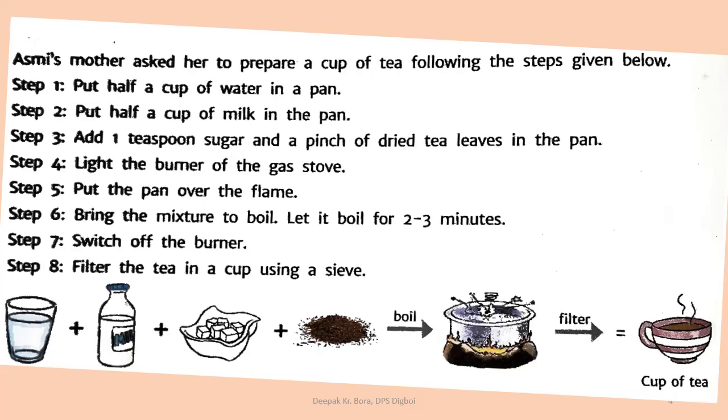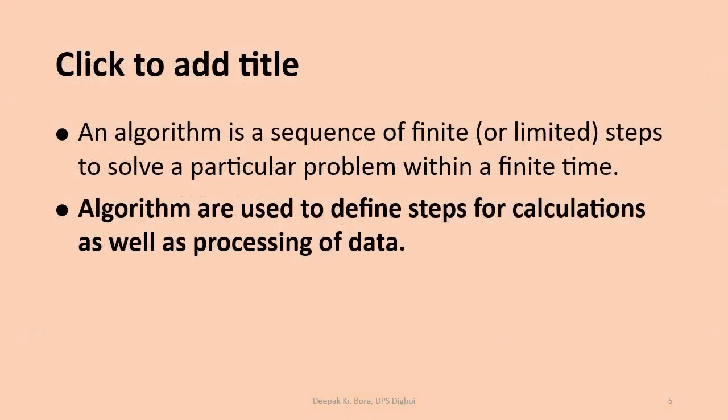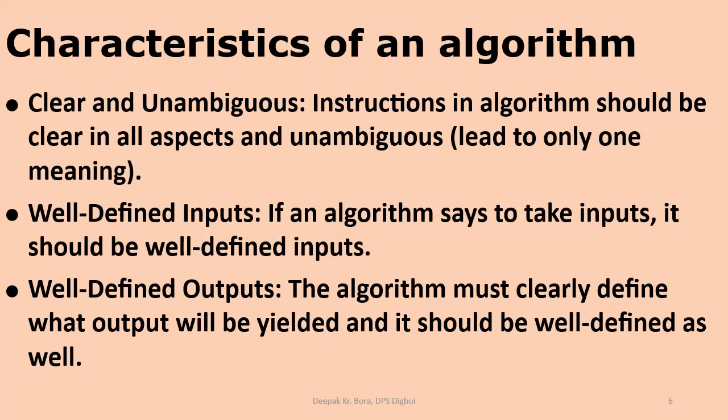Let us discuss in more detail about algorithm. An algorithm is a sequence of finite or limited steps to solve a particular problem within a finite time. Algorithms are used to define steps for calculations as well as processing of data. Characteristics of an algorithm. First, clear and unambiguous. Instructions in the algorithm should be clear in all respects and unambiguous. Unambiguous means it should lead to only one meaning.